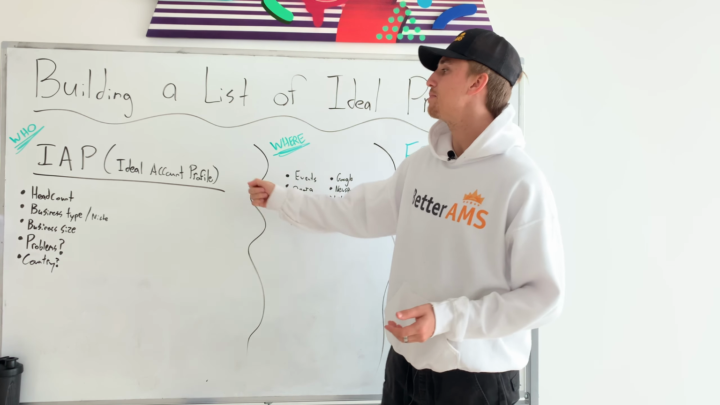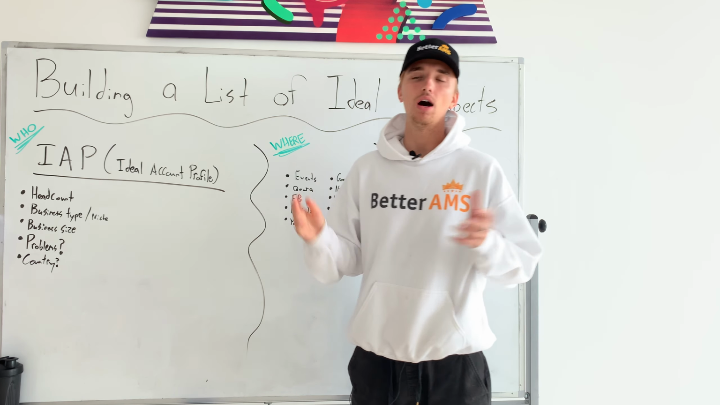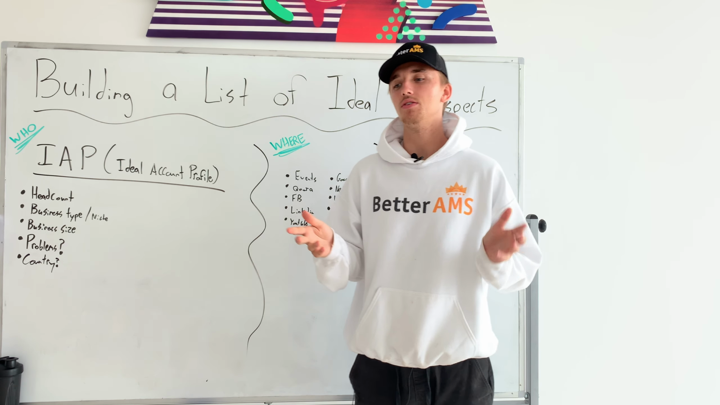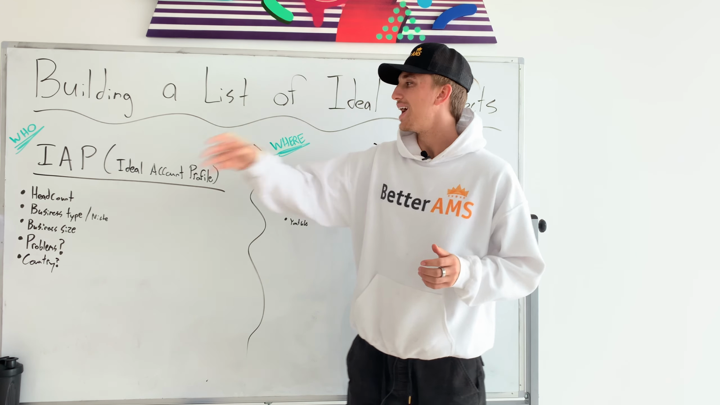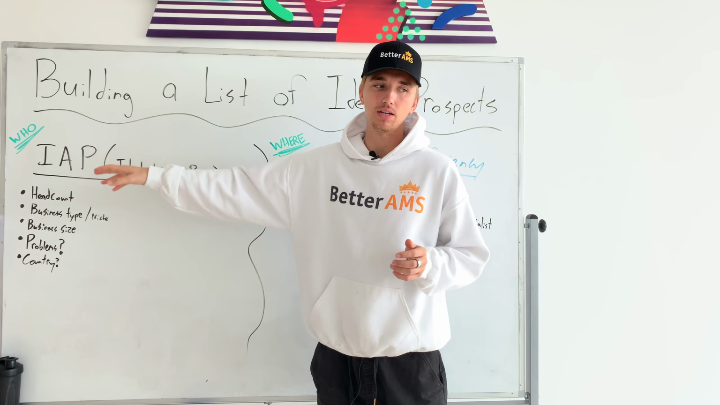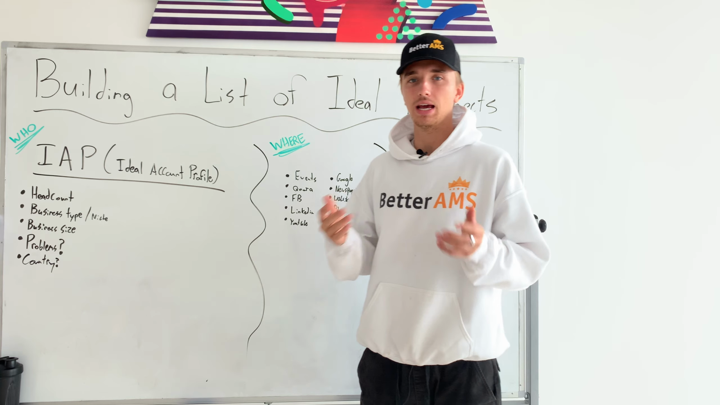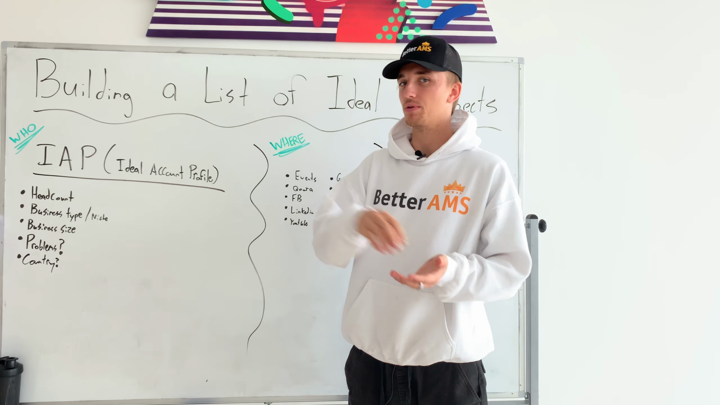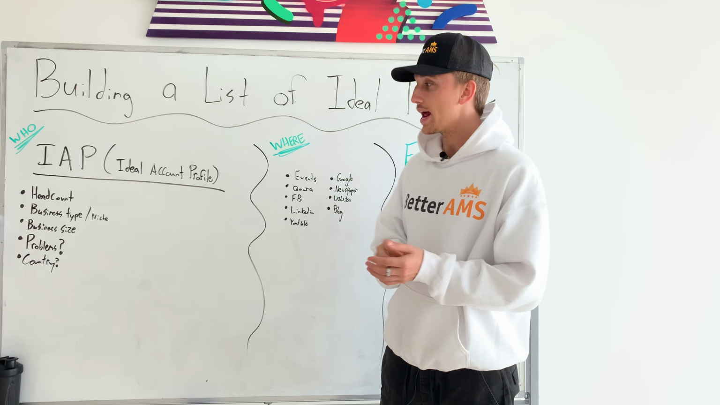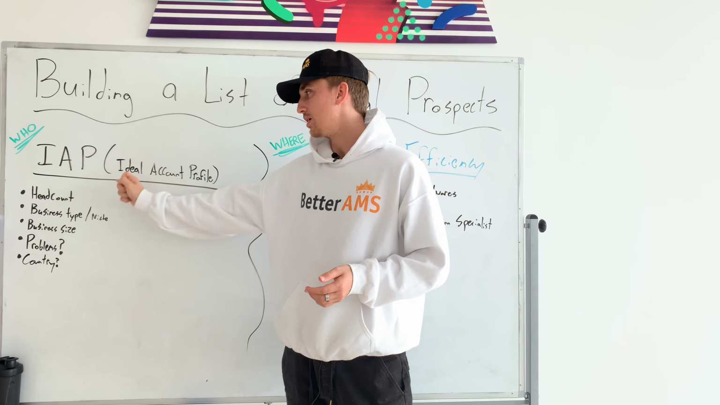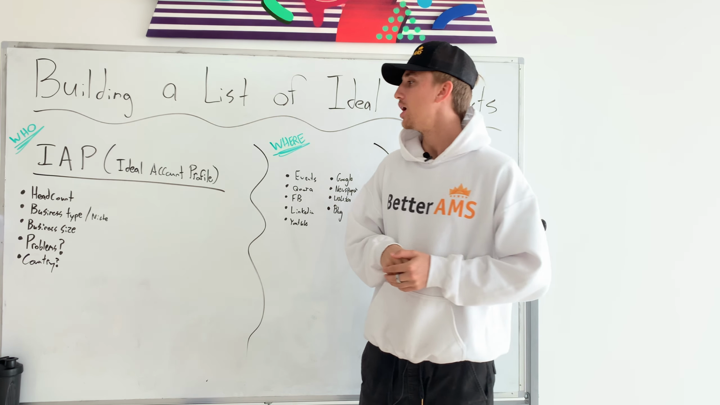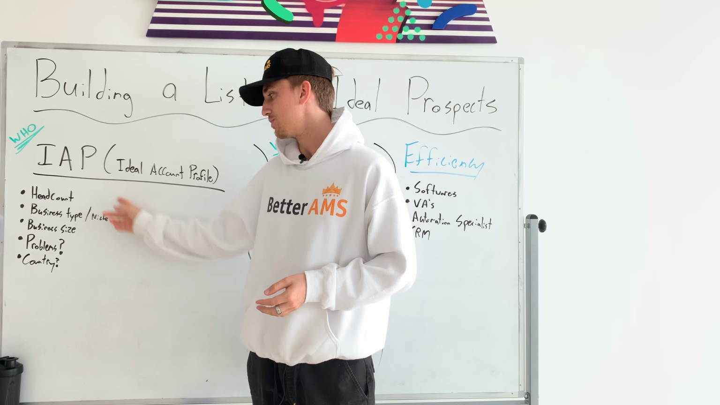So really an IAP is just an ideal account profile. Some people call this a buyer persona. There's lots of different names and different terms. I like to call it an account because typically if you're in an agency, you're going after accounts like brands or companies or businesses, and I consider those accounts. So when you're building your ideal account profile, you first want to basically start with these variables.